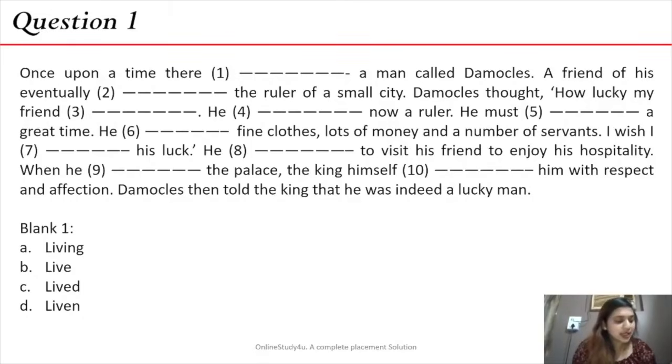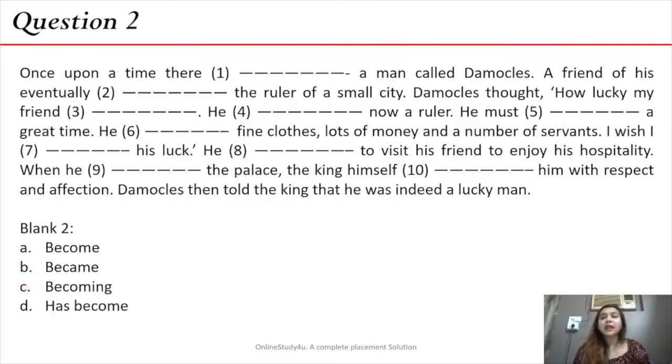Okay, so Anchal says C, Sakit says C, Vijay says C. All right, so I see a lot of C coming in, and that is the correct answer to the first one: once upon a time there lived a man called Damocles. Okay, now coming to blank number 2.